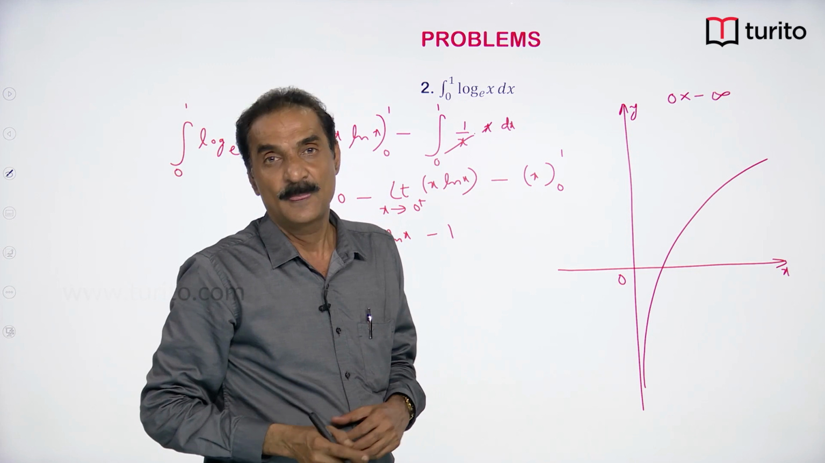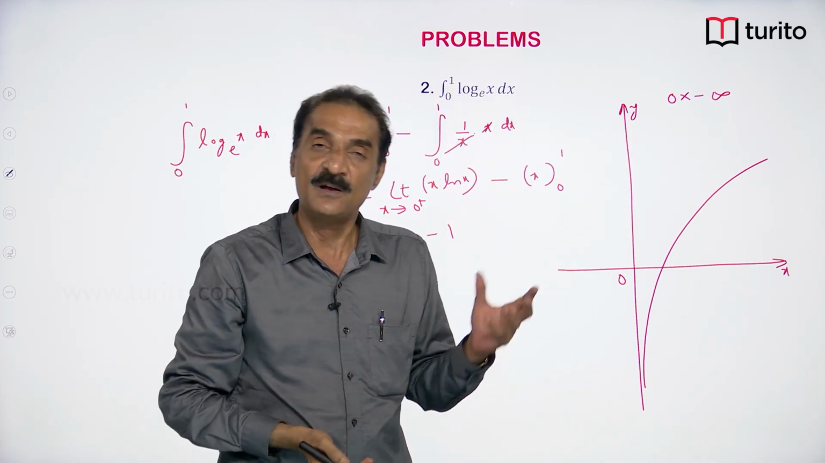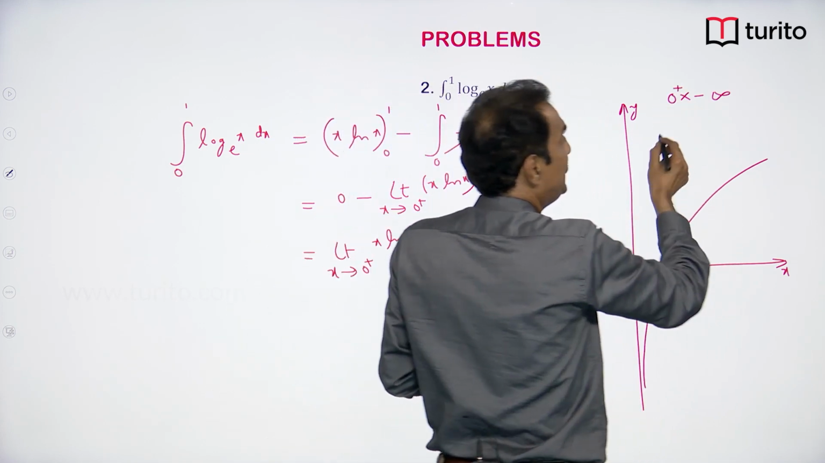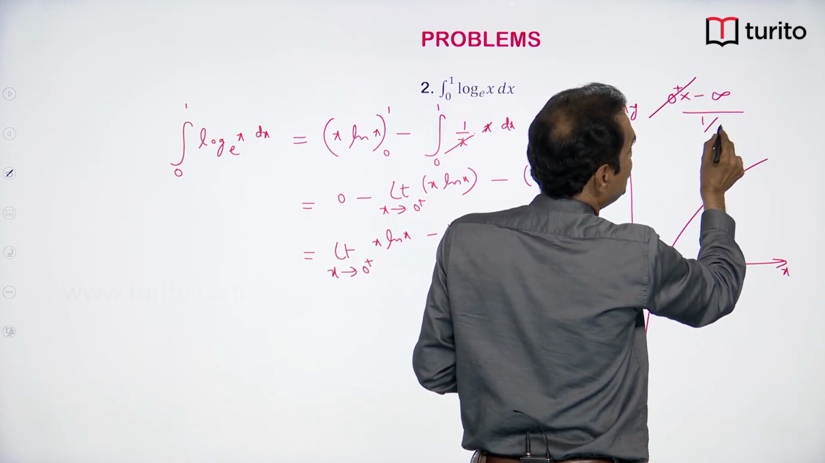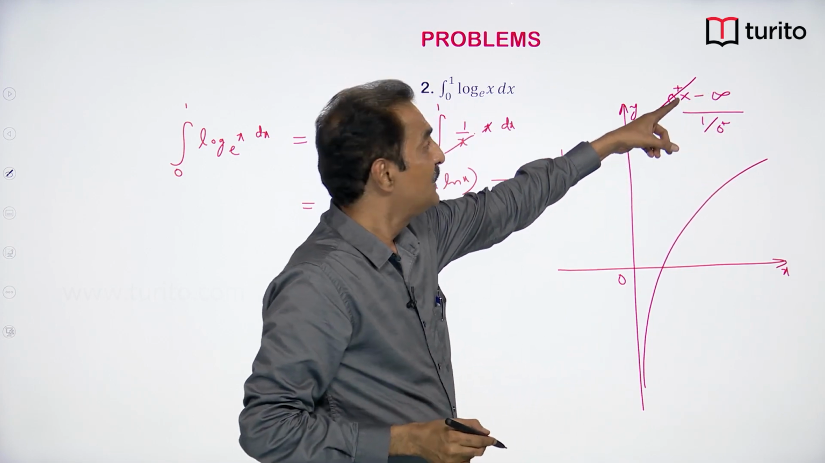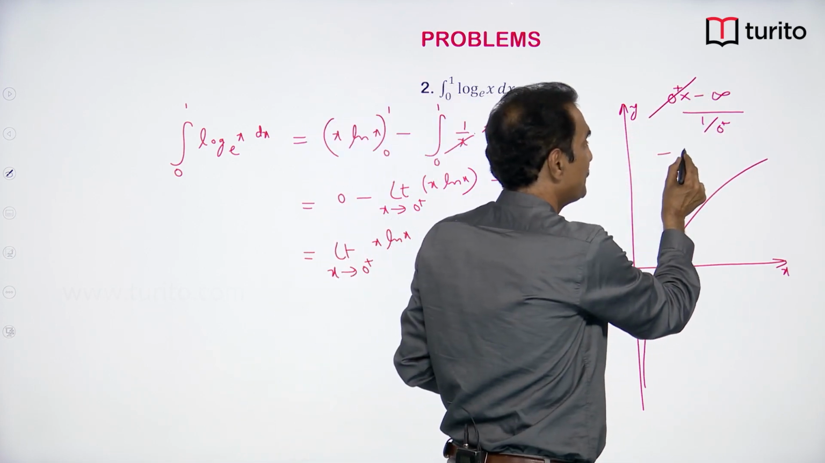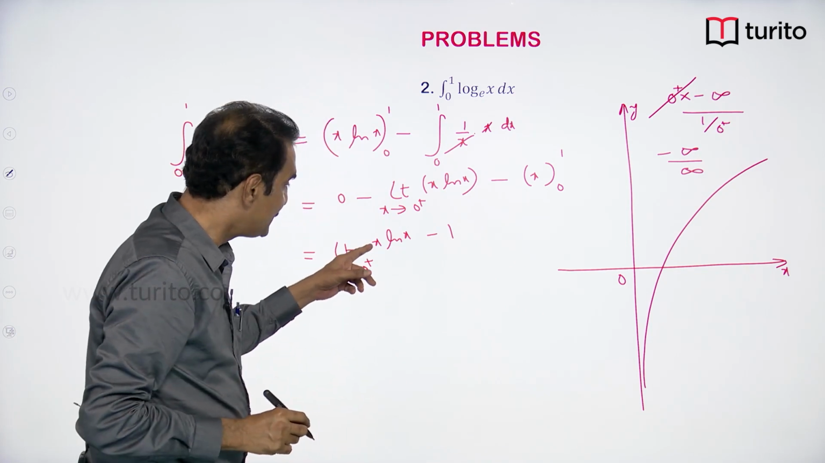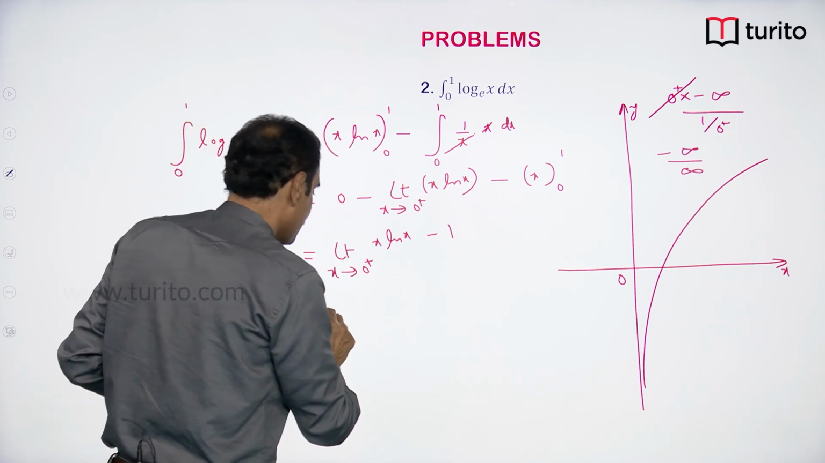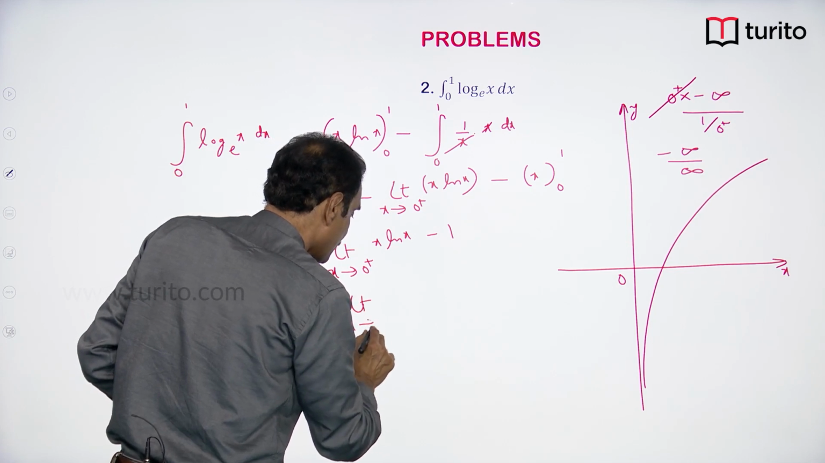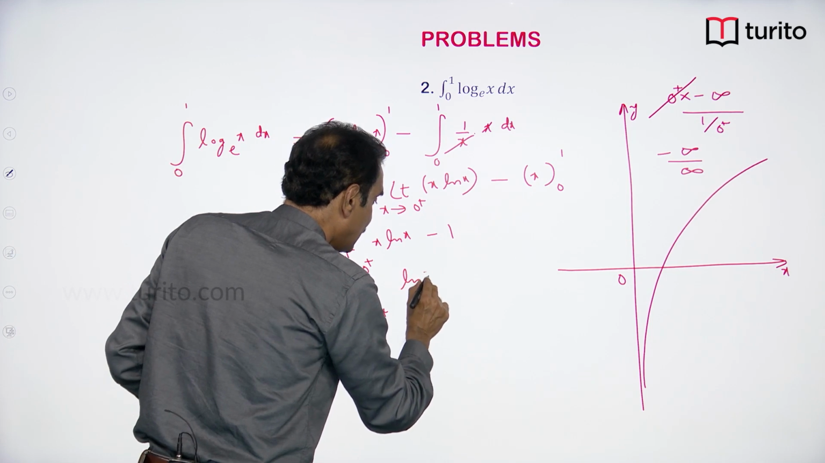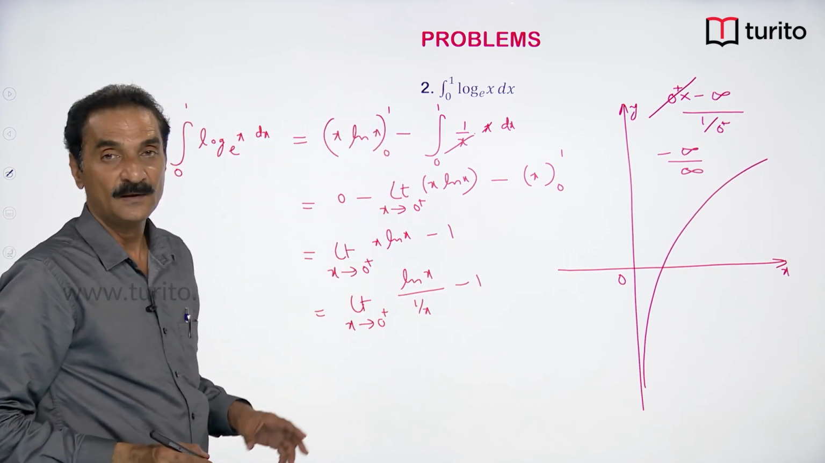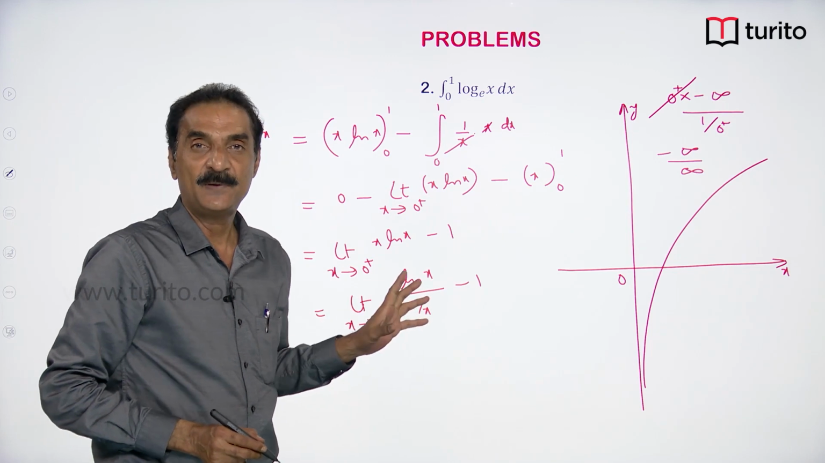How to calculate the limit now? We have to convert this into 0 by 0 form or infinity by infinity form, then apply L'Hospital's rule. Actually, this is 0 plus. If you write 0 plus in the denominator as 1 by 0 plus, what happens? It becomes minus infinity by plus infinity, where you can apply L'Hospital's rule. So, I will write this x as 1 by x in the denominator. ln x by 1 by x, minus 1. Now, it is minus infinity by infinity. You can apply L'Hospital's rule.